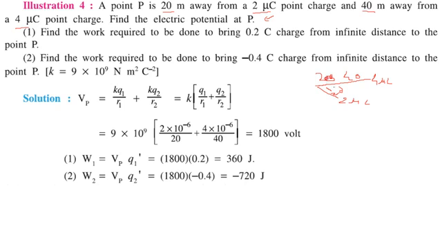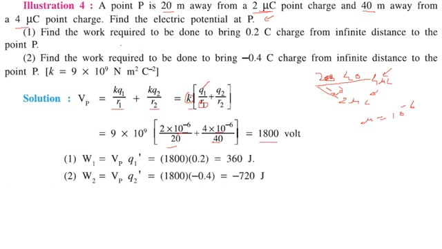How can we find the electric potential? We find it because of each charge and add them: kq1 by r1 plus kq2 by r2. Both are positive, so we take positive charges. K you can take outside. Q1 is 2 microcoulomb, and micro is 10 to the power minus 6, so we change it to coulomb. The other is 4 microcoulomb. R1 is 20 and R2 is 40 meter. We multiply with K, which is 9 into 10 to the power 9. So it becomes 1800 volt.